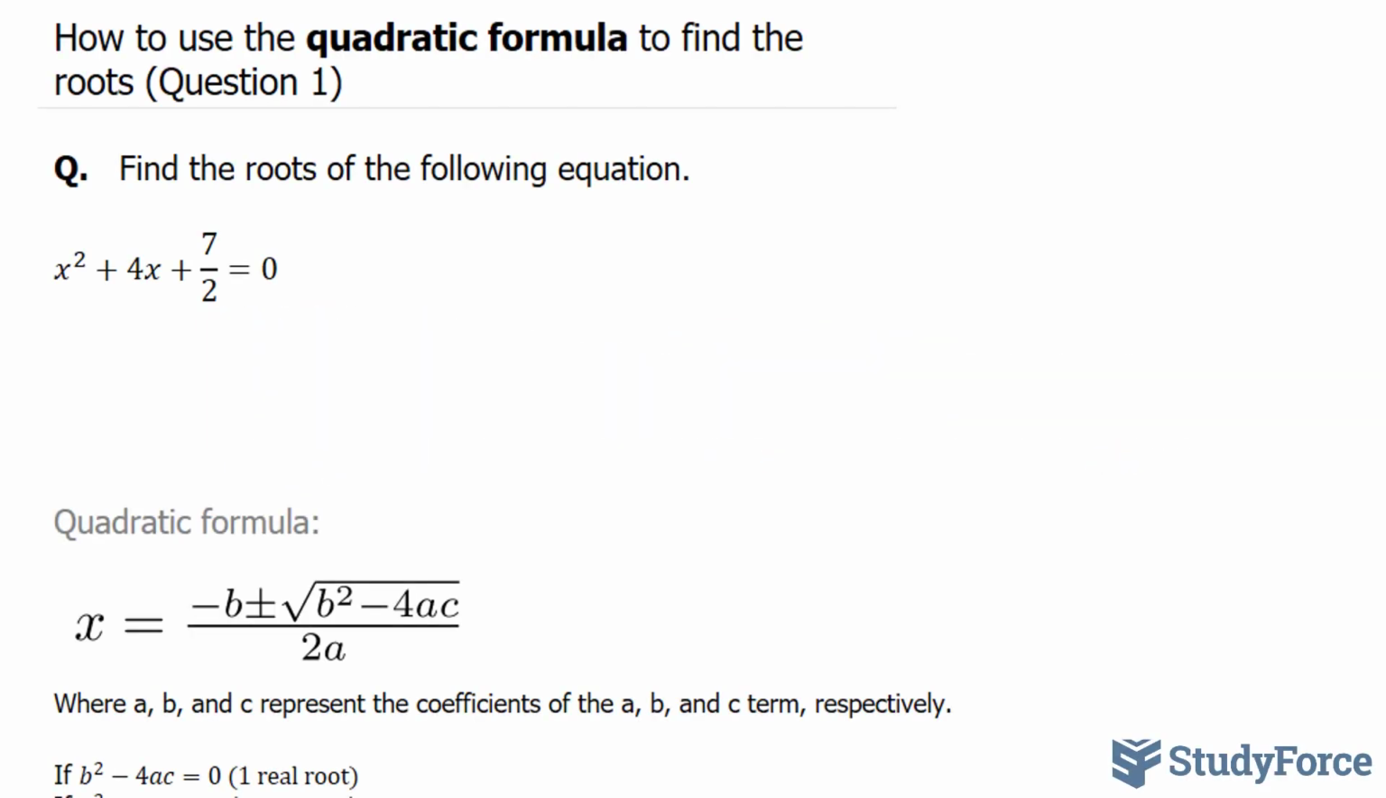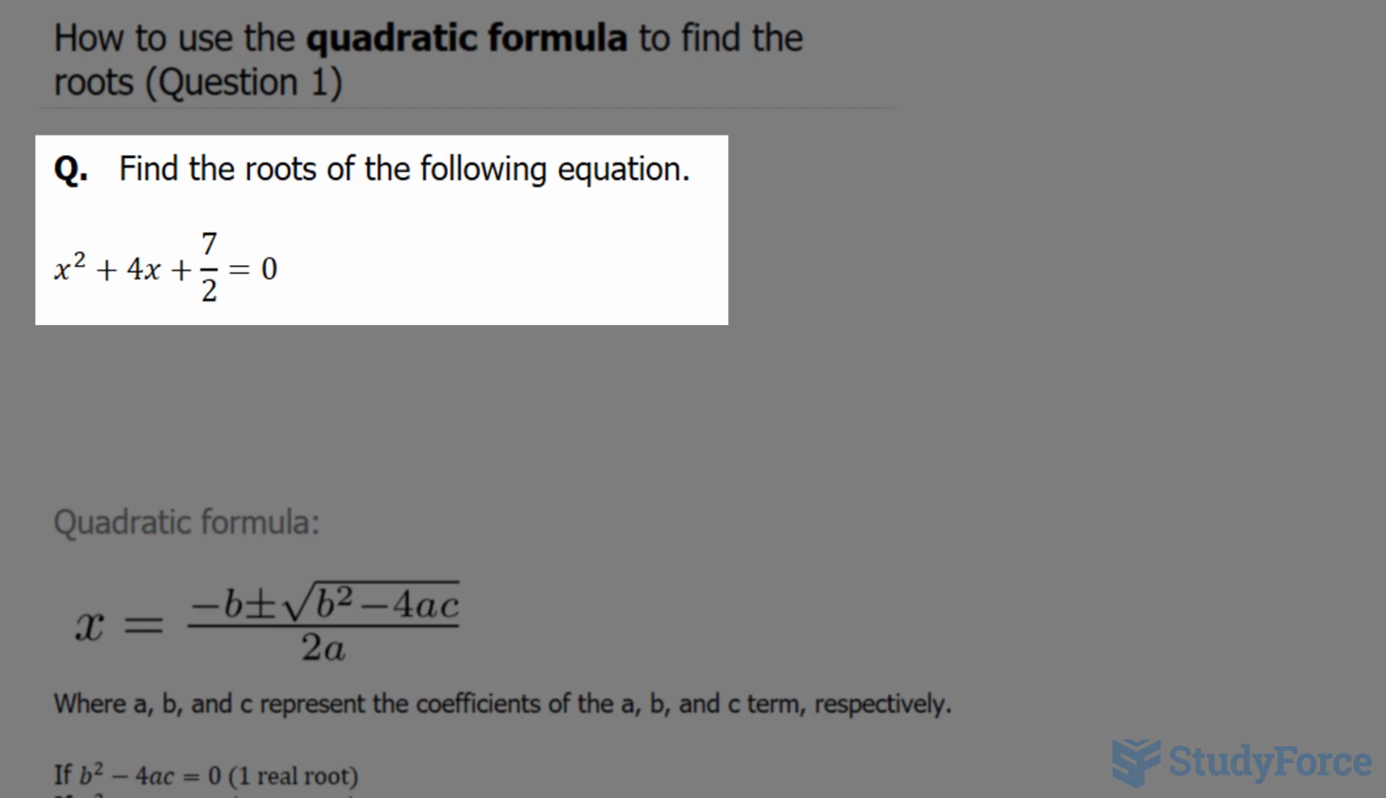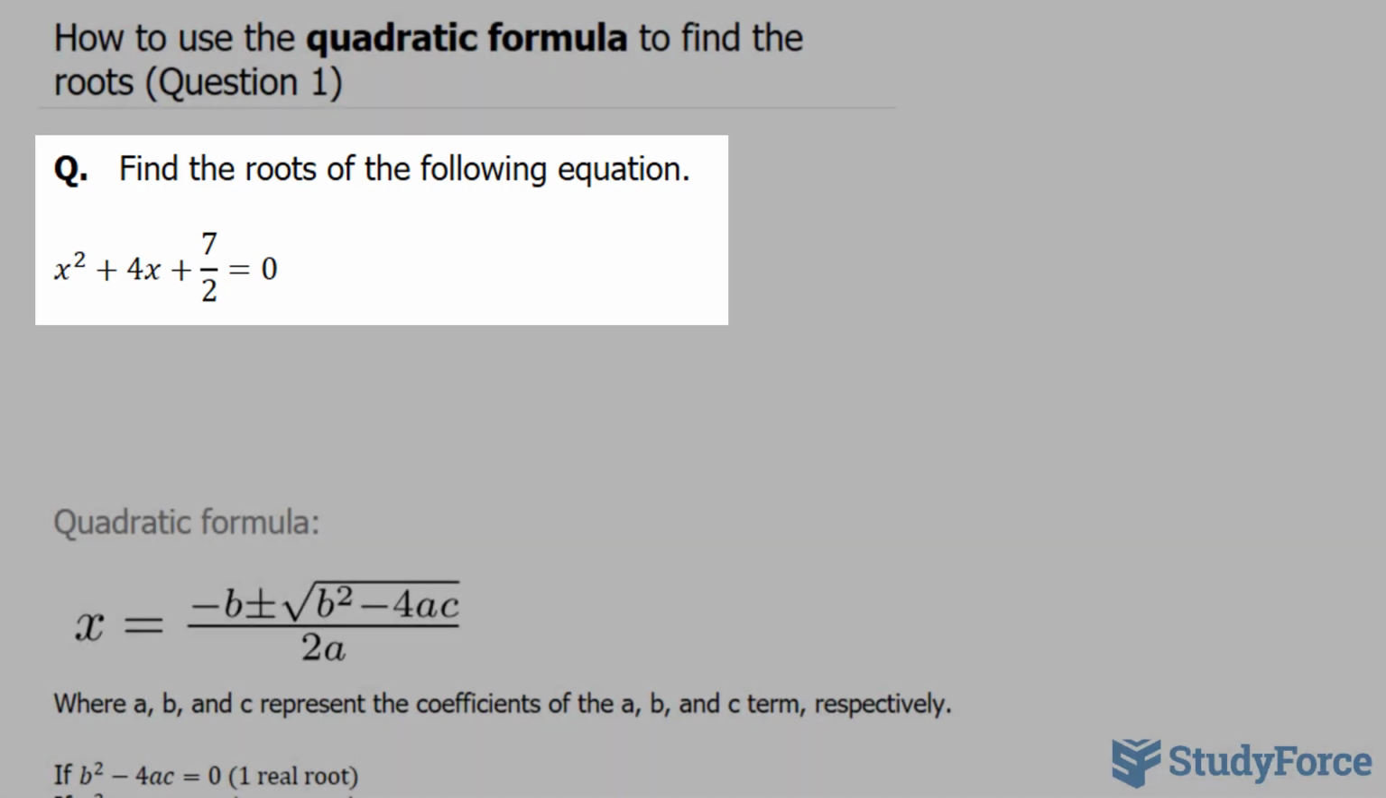In this video, I'll show you how to use the quadratic formula to find the roots. The question reads, find the roots of the following equation. And the equation that we have is x squared plus 4x plus 7 over 2 is equal to 0.